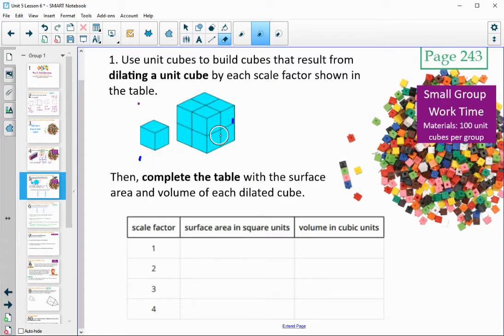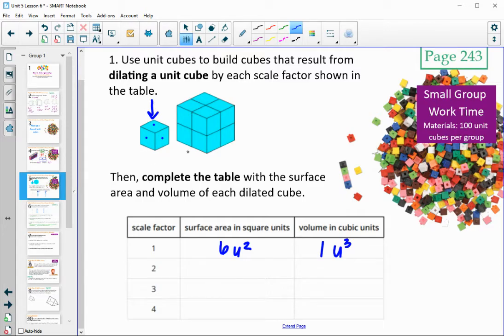So let's take a look at the original one. Here's our 1 unit cube. What's the surface area? Remember, count all the surfaces. We've got this front one and the back one, so that's 1, 2, this one and this one, so 3, 4, and then 5, 6. So there's 6 units squared on one of these cubes. And then the volume would be 1 because it's 1 cube.